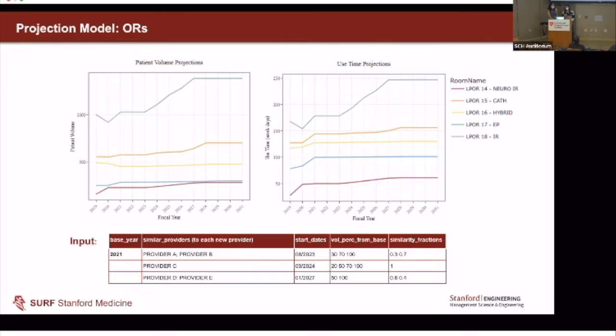They start in June of 2023, and they gain their volume from the first year that they start as 30%, and 70%, and 100%. And the degree to which they're similar to provider A and provider B is 30% for provider A and 70% for provider B. And that gives us this type of output, where we can see how the patient volume increases through the years and also how the use time for the ORs increases.